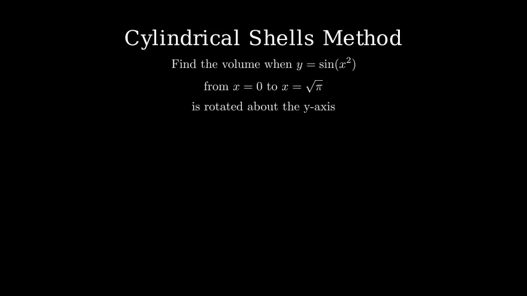Welcome! Today we'll solve a challenging volume problem using the method of cylindrical shells. We need to find the volume of the solid obtained by rotating the region under y equals sine of x squared from x equals 0 to x equals square root of pi about the y-axis. Let's first visualize the curve and the region we're rotating.